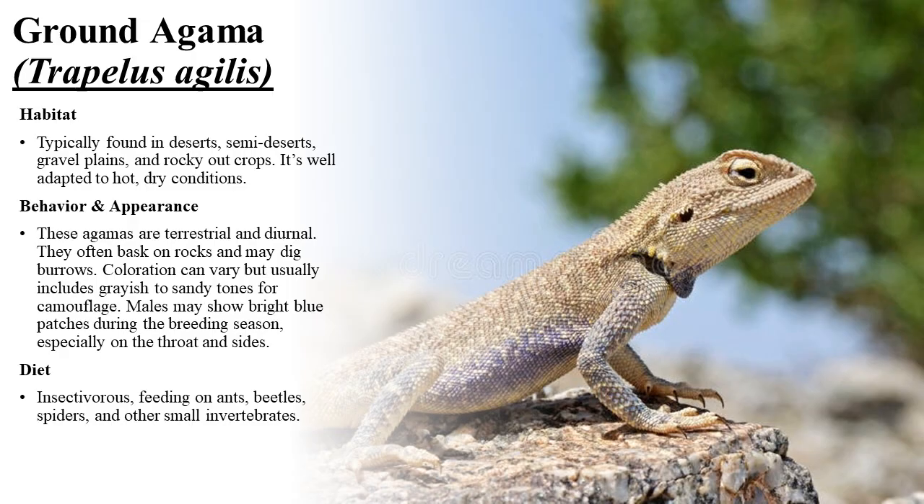Coloration can vary, usually including grayish to sandy tones for camouflage. Males may show bright blue patches during the breeding season, especially on the throat and sides. The main diet of these species is insects, feeding on ants, beetles, spiders, and other small invertebrates.